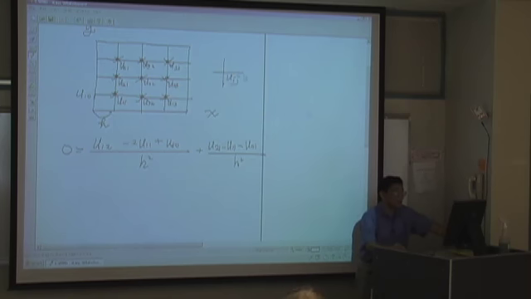Then one advanced position to the right side is u i,j plus 1, and one less advanced position is u i,j minus 1. Similarly, one advanced position in the y direction is u i plus 1,j, and one less advanced position is u i minus 1,j.